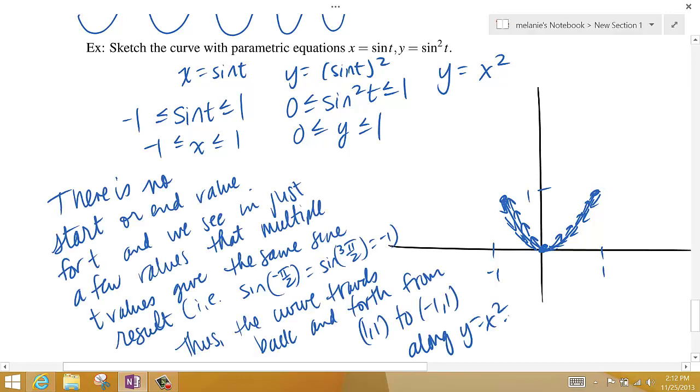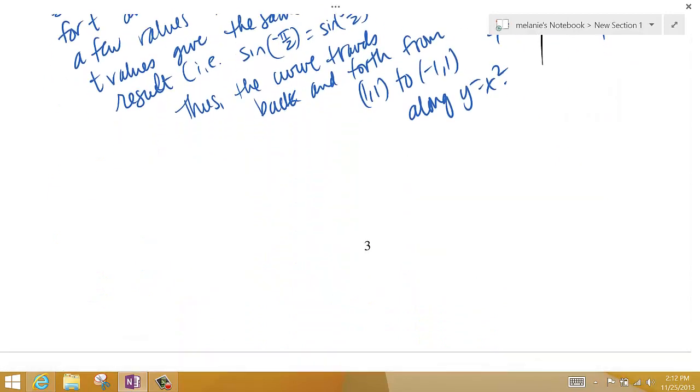So we see there's no start value, no end value. We see that in just a few values, multiple t values get the same sine result. If I plug in sine of -t or sine of 3 pi over 2, I get -1 for that x value. So thus the curve travels back and forth from 1, 1 to -1, 1 along the parabola y equal x squared. That's kind of neat, right? Let's try another one. What about something like this?